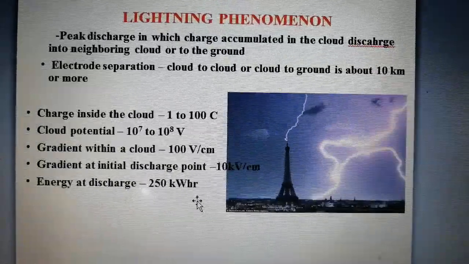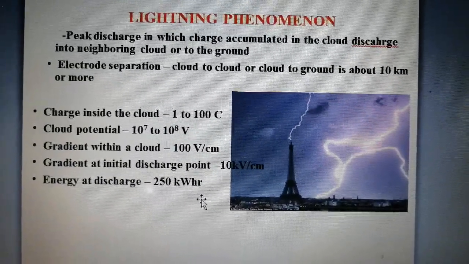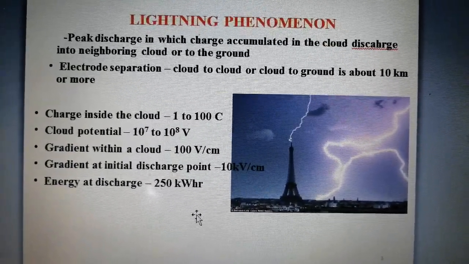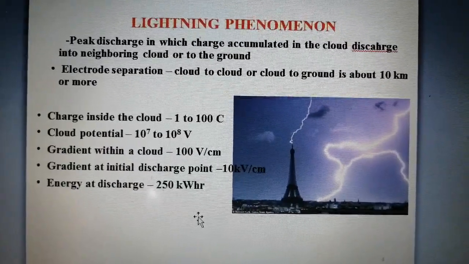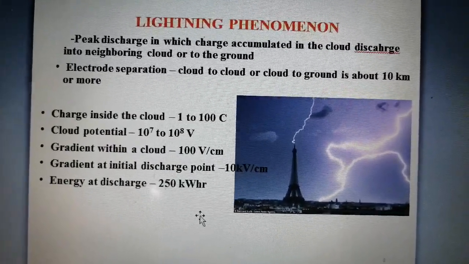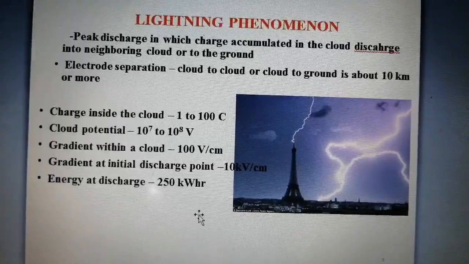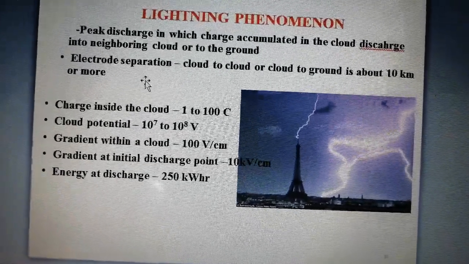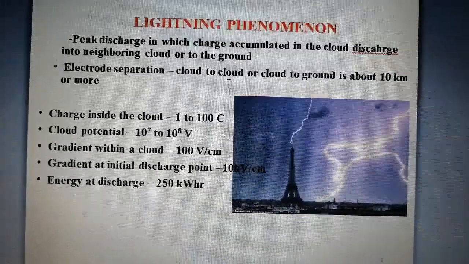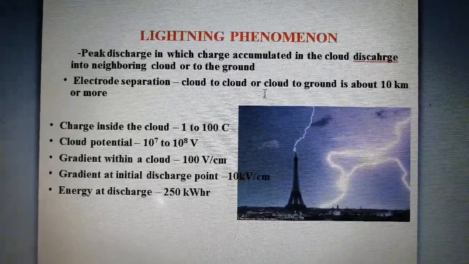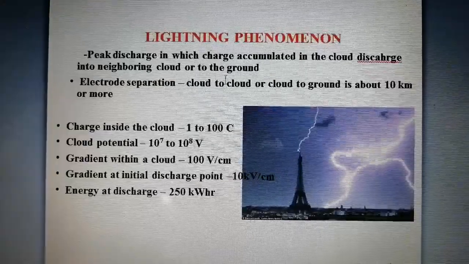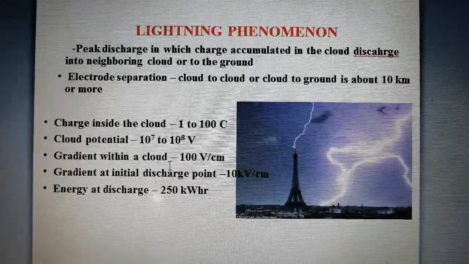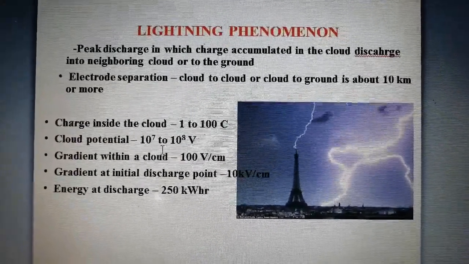What's the lightning phenomena? Lightning is the peak discharge in which the charge accumulated in the cloud discharges into a neighboring cloud or to the ground. Here the electrode separation is the separation of cloud to cloud or cloud to ground, which is about 10 km or more. What's the level of charge inside the cloud?